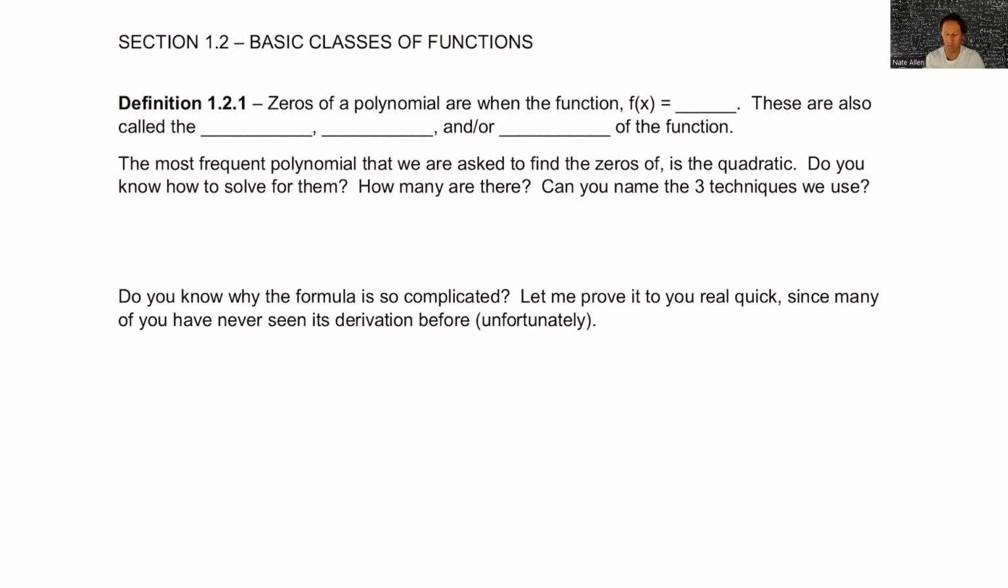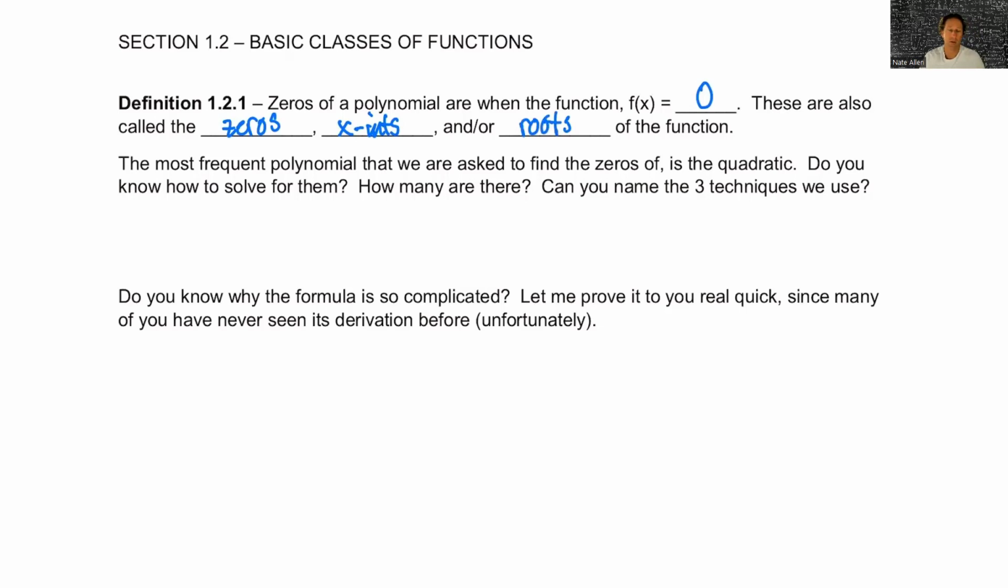We've already spoken about this. What are zeros of a polynomial? When f of x is equal to, yep, you guessed it, 0. And remember the synonyms that these were called? Zeros, what else? X-intercepts, and another one that I'm going to add in, also called the roots of the equation.